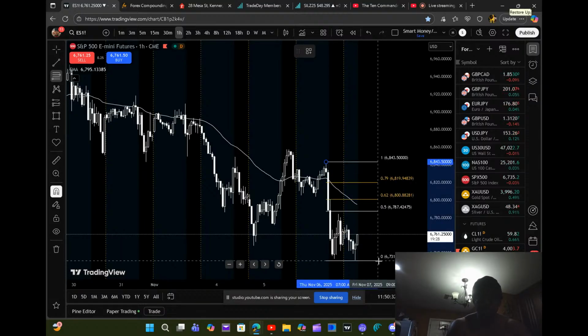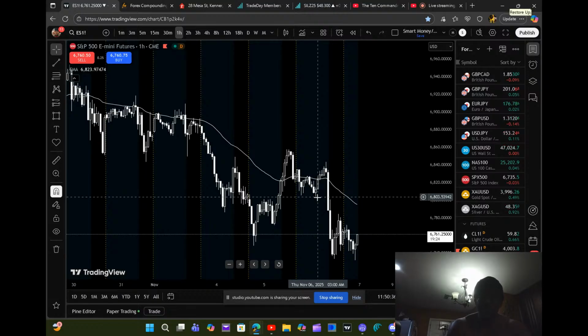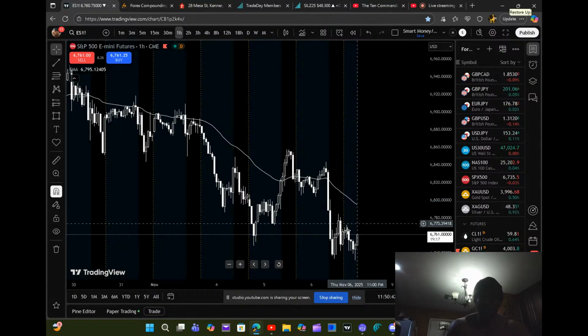Yeah, I would probably use this one right here, this low, as my breaker structure. All right. And so right now, ES is in indication, like it might be trying to go up for correction. We don't really know yet.